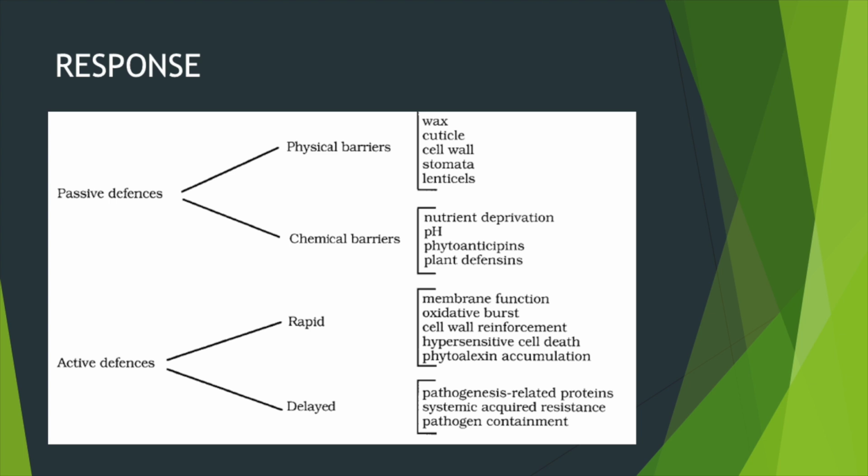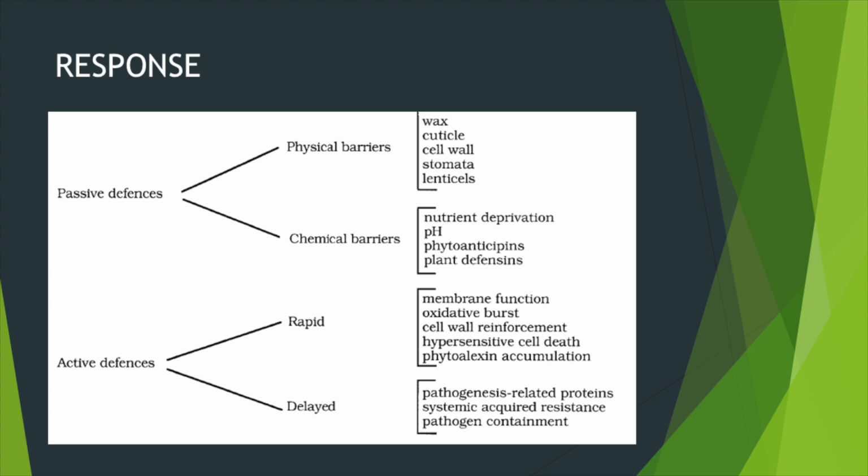So pathogenesis related proteins, we can broadly call them, and these proteins will also prevent the pathogen growth within the plant cell. So it is a delayed response. The second one is systemic and acquired resistance, also abbreviated as SAR. Here also there is a delayed response, and there are a whole lot of mechanisms that will prevent the growth of the pathogen within the plant cell.